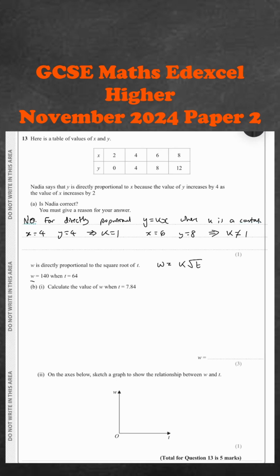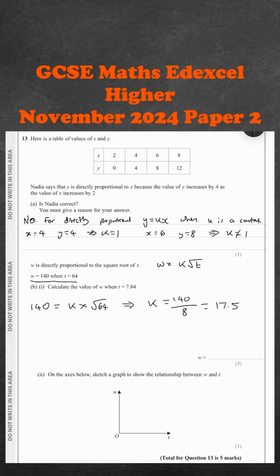So since we're given w equals 140 when t equals 64, we can say 140 equals k times the square root of 64. Therefore, by rearranging this, k is just 140 divided by the square root of 64. Square root of 64 is 8. So 140 divided by 8 on my calculator is just 17.5.